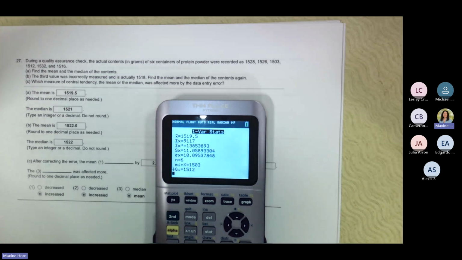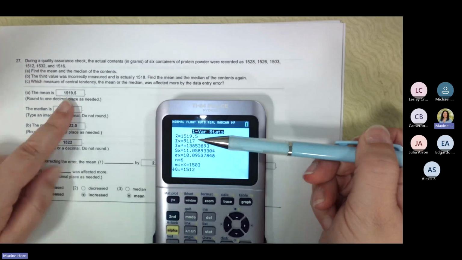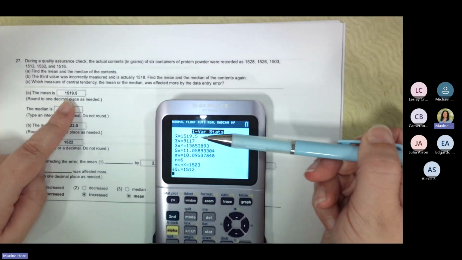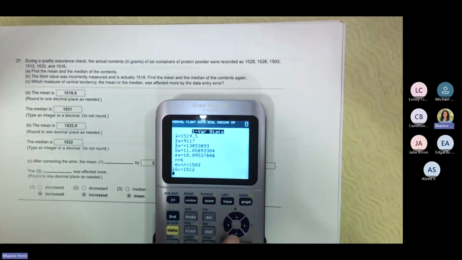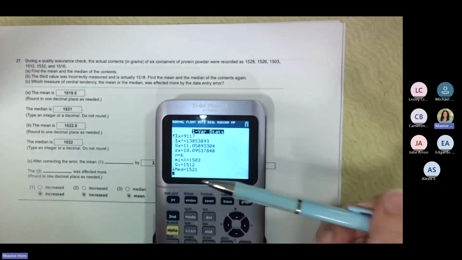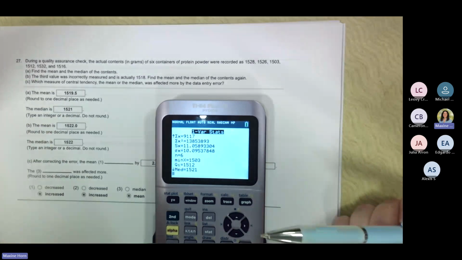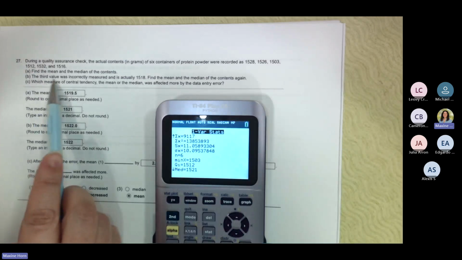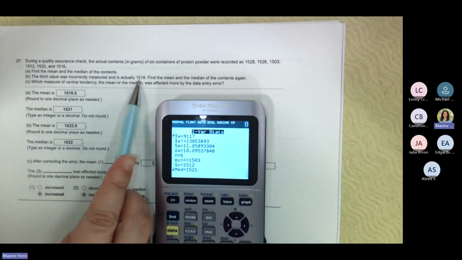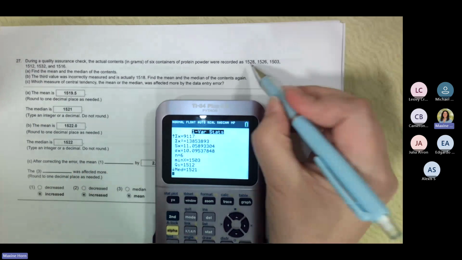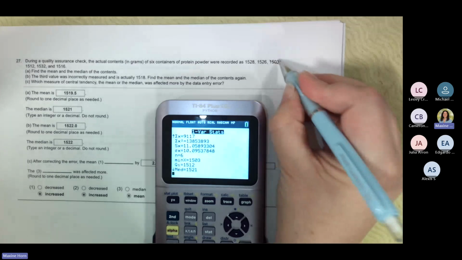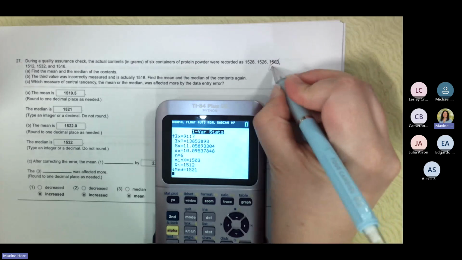Okay, so we want the mean, right? So we have 1519.5, that's this X bar. The median, again, we have to arrow down for the median. That's 1521, okay? Then for part B, the third value was incorrectly measured and is actually 1518. Okay, 1, 2, 3. So instead of that, we actually have 1518.